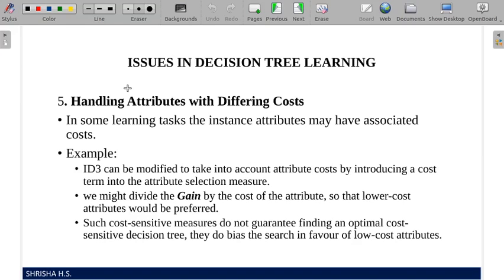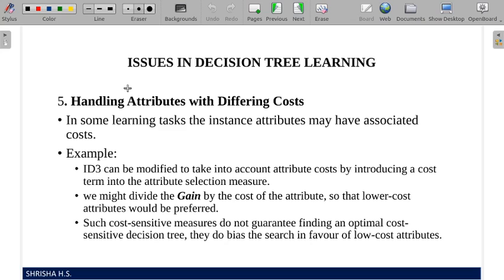The last issue is handling attributes with differing costs. We have only checked information gain, but for a large data set, like gigabytes of data, it may be computationally intensive. That means it may consume much computational power, though the information gain of that particular tree is more.